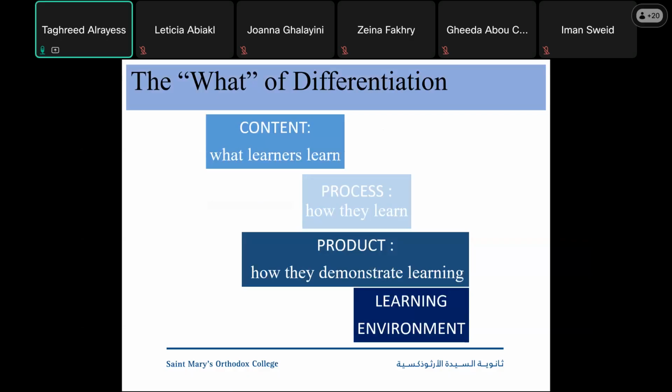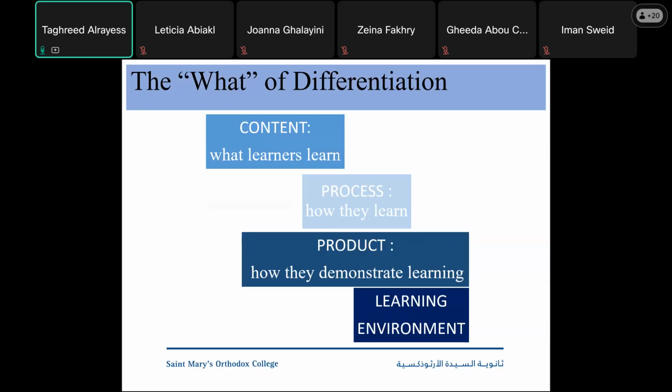When we choose to differentiate the content, this means that we are providing a variety of material and instructional resources that can vary from texts to worksheets or even lab reports. When we choose to differentiate the process in our classroom, this means all learners are using the same material. However, the activity or the process that they are following is different.